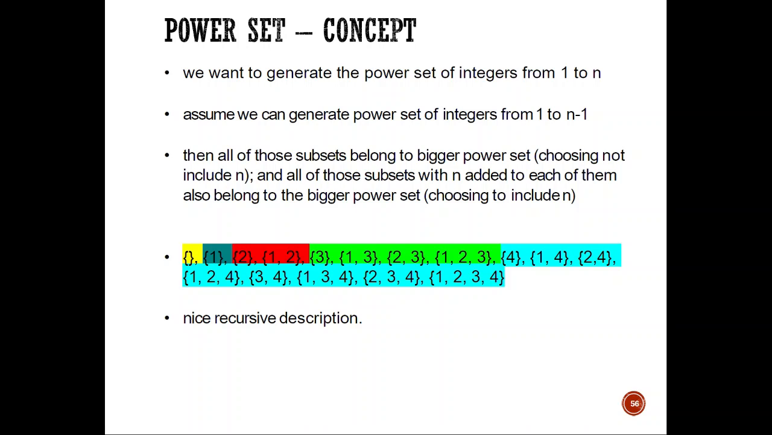So if we want to generate the power set of integers from 1 to n, assume we can generate the power set of integers from 1 to n minus 1. Then all of these subsets belong to the bigger power set, and all of these subsets with n added to each of them also belong to the bigger power set. So this gives you an idea about the multiple recursive calls that we would need in order to solve such a problem.